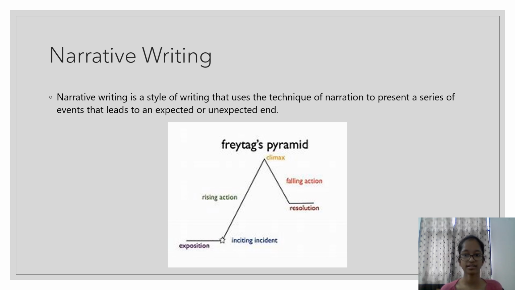Then comes the inciting incident. This is where a short intro is given to the problem. Then comes the rising action. This is where the problem is being developed. Then comes the climax, where the problem is at its peak. Then the falling action, where the problem is being solved. And then you have the resolution.